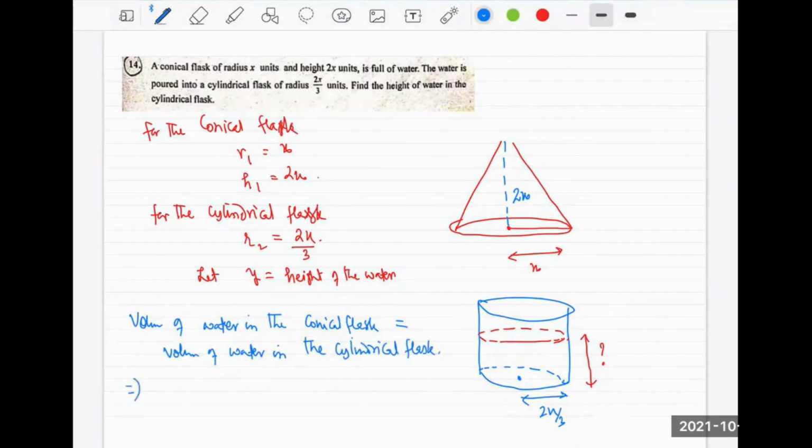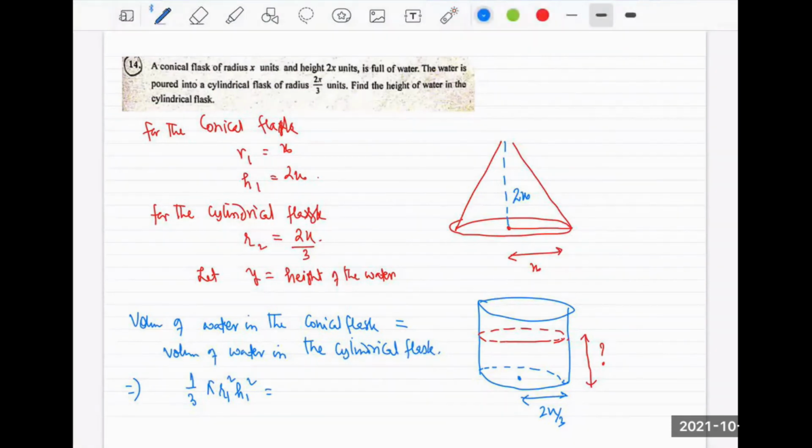So the volume of water in the conical flask, what is the volume of the cone? You have to write 1 by 3 pi r1 square h1. I'm using r1 and h1 for the conical flask. This is equal to what? The volume of the water in the cylindrical flask. For the cylindrical flask, we use r2 and the height is y.